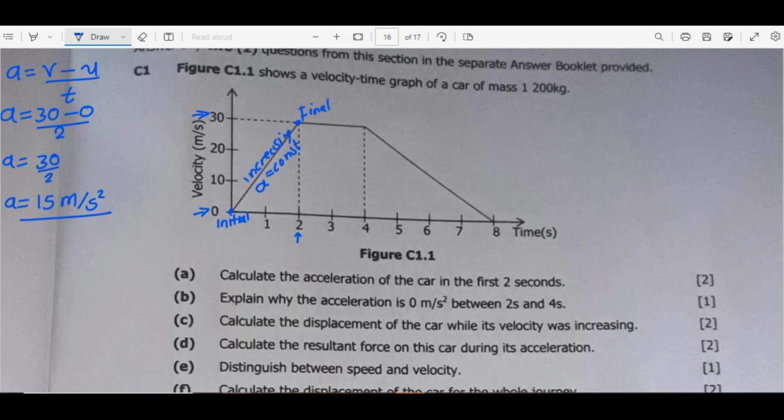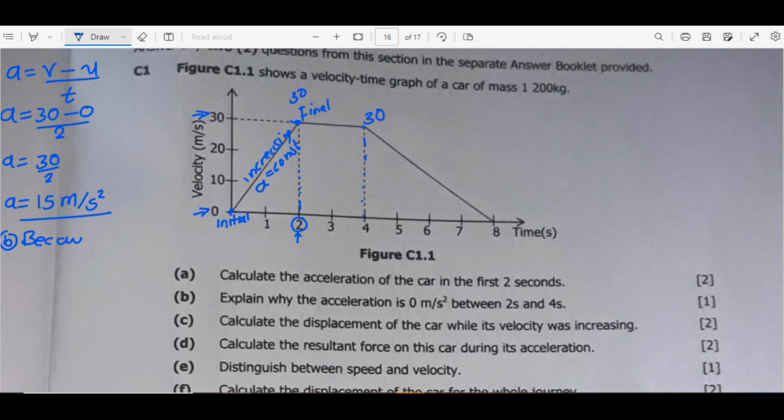B, explain why the acceleration is 0 between 2 seconds and 4 seconds. So let's go to where there is 2 seconds here. If we move up, the velocity at 2 seconds is 30. Then the velocity at 4 seconds is also 30. So the reason why the acceleration between 2 seconds and 4 seconds is zero is because the velocity is constant. Whenever the velocity is constant, the acceleration is zero. Acceleration exists only when the velocity is changing.